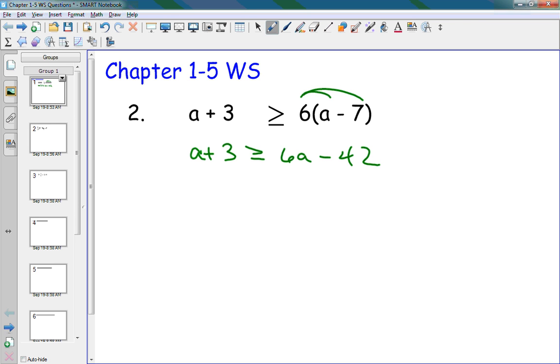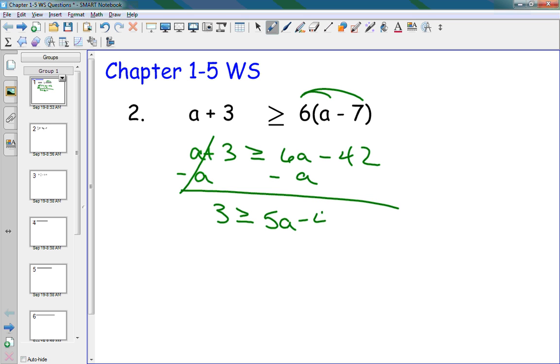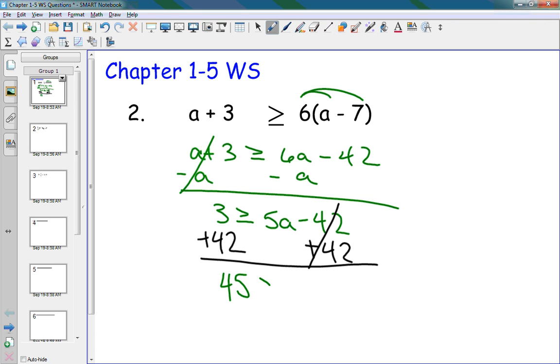Okay, now I'm going to pretend that this thing is an equal sign, so I need to get all my a's on one side and all my numbers on the other. So I'm going to subtract a from both sides. 3 is greater than or equal to 5a minus 42. Then, pretending it's an equal sign, I'm going to add 42 to both sides. And I get 45 is greater than or equal to 5a.